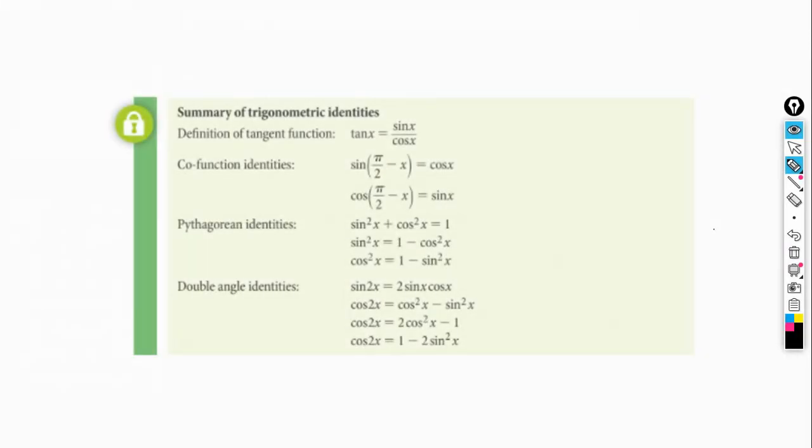On the next slide, you're going to find a summary of trigonometric identities. And these identities are very handy when you want to solve trigonometric equations. The first one is the definition of the tangent function, where, as we said before, tangent of x is equal to sine of x over cosine of x. We have the cofunction identities, where sine of pi halves minus x is equal to cosine of x, and cosine of pi halves minus x is equal to sine of x.